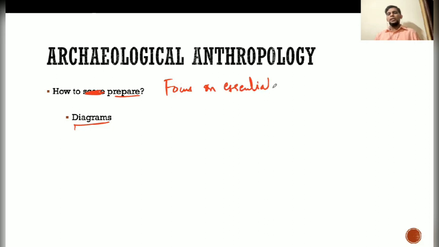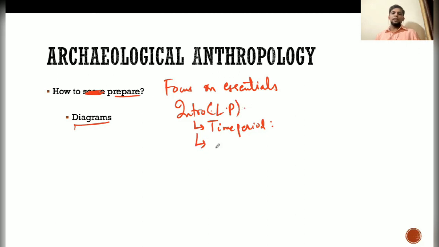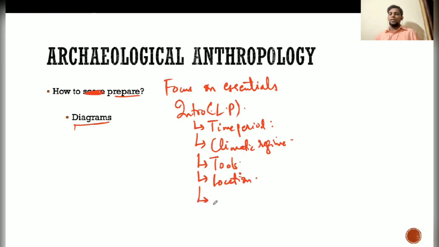In case you're writing an answer, in your introduction, I want to see a few aspects here. The first thing is the time period. When did it occur? Let's say for Lower Paleolithic, what was the time period that it existed? Next thing is what was the climatic regime. And then I would probably want to know what the tools were like, what the location was, whether it was widespread or what the regional variations are here. What is the man associated?